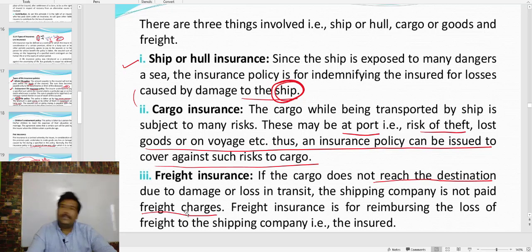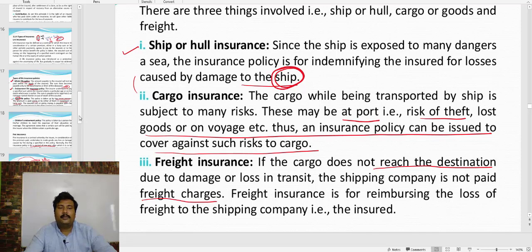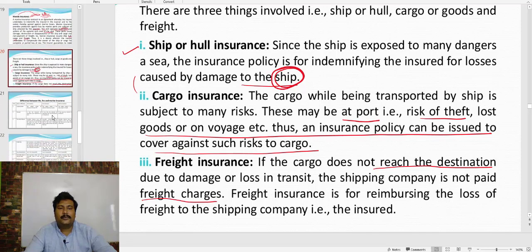Ship insurance covers anything that has happened on the ship. Cargo insurance means anything that happened with the cargo, like risk of theft, loss of goods, or damage. That will be considered cargo insurance. And freight insurance: if goods do not reach on time, any loss that happens because of that will be borne by the freight insurance company.